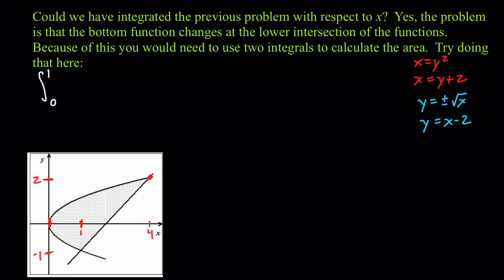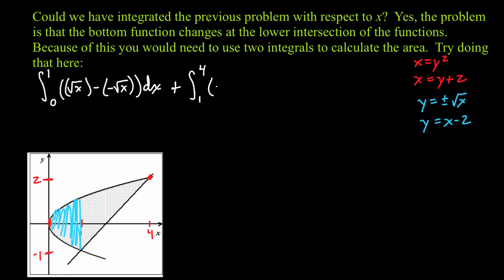And so we have positive square root of x minus negative square root of x. That integral will give us the area right here. All right, so now we need an integral to give us the other area, so that's going to be plus the integral from 1 to 4. The top equation is square root of x minus the bottom equation, which is our line, x minus 2.